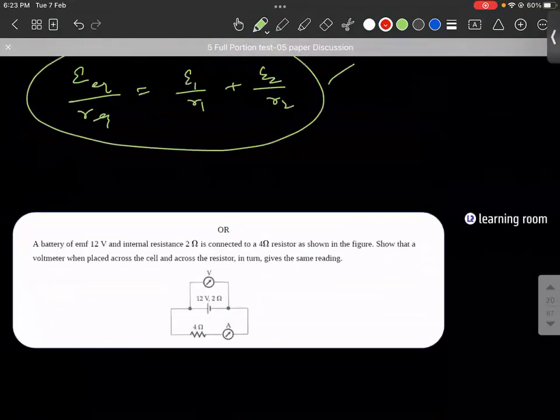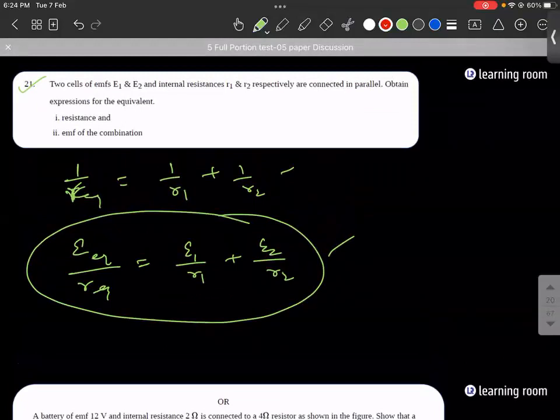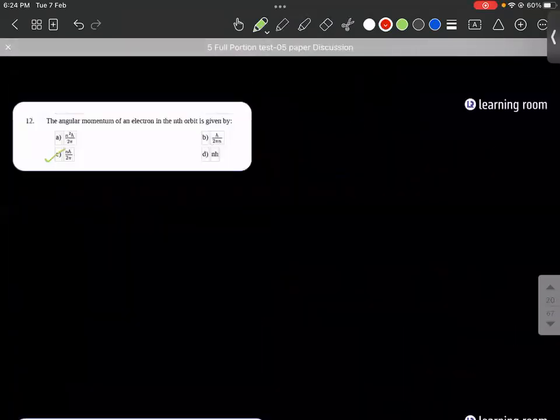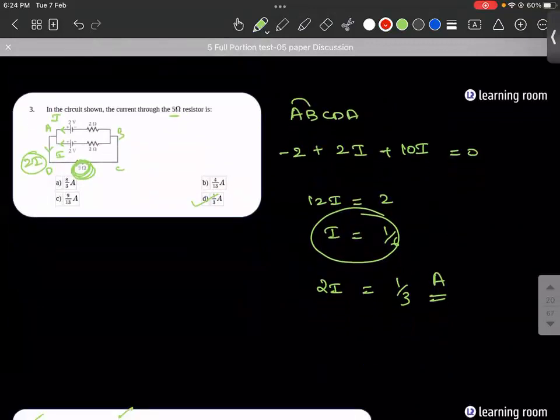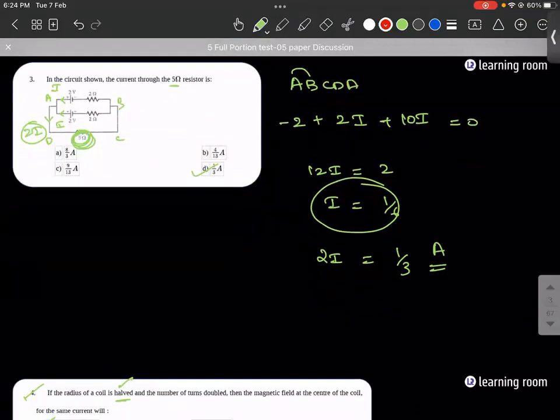Sir, for the fourth question, can we use these formulas? Where is the fourth? Those two batteries? Yes, you can use it, because they are both in parallel. I used it, I got a little bit different. You got the same answer, right? Almost close, sir. I chose D on this.